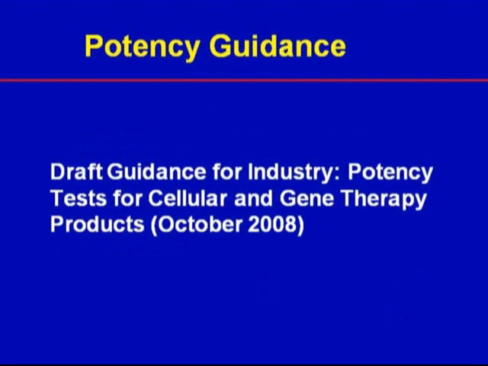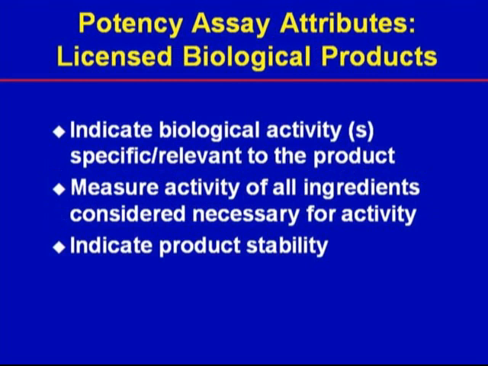Due to the complex nature of cell and gene therapy products, development of suitable tests to measure potency can be one of the more challenging aspects of product development. To help manufacturers meet potency requirements for INDs and BLAs, the FDA published the Draft Guidance for Industry, Potency Tests for Cellular and Gene Therapy Products, in October 2008. As outlined in the guidance, all licensed biologics, including cell and gene therapy products, must meet CGMP requirements for assay performance as previously outlined. In addition, your potency assay should also indicate the biological activity specific or relevant to the product.